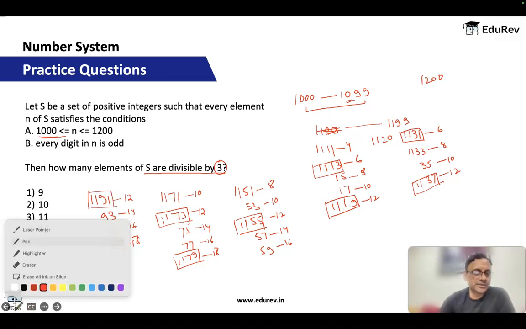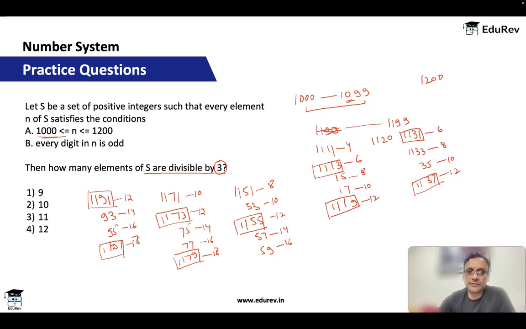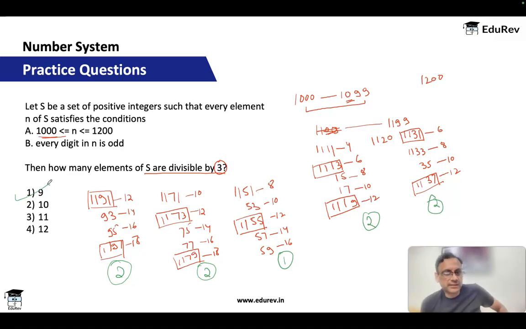Okay, so how many numbers do we have? In the first series two numbers, then two, one, two, two. So you have 9 numbers where all the digits are odd, the number is between 1000 and 1200, and they are divisible by 3. So this gives you the answer here. Okay, so that is how this will get solved. We have got 2 everywhere except for the 1150 series where we have got only one number. So 2, 2, 2, 2 and 1, total of 9.